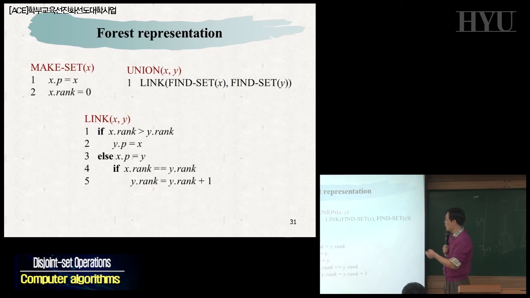So this is union operation. Union X and Y is link, find set of X and find set of Y. So these are two roots in the forest of X and Y. And link X and Y is this. We first compare their ranks and then we attach using this link operation.